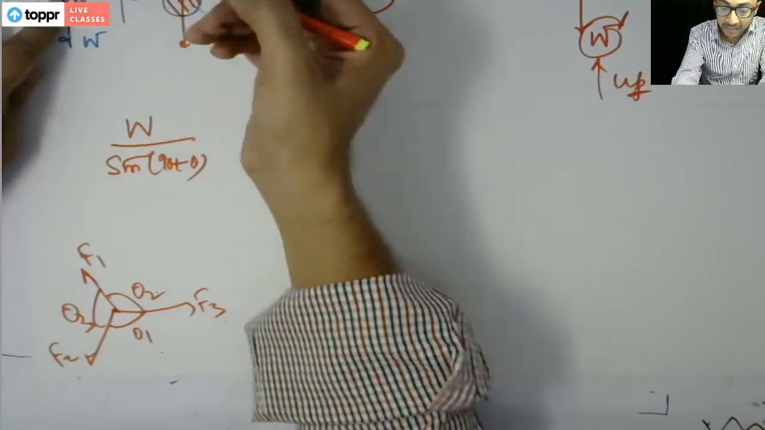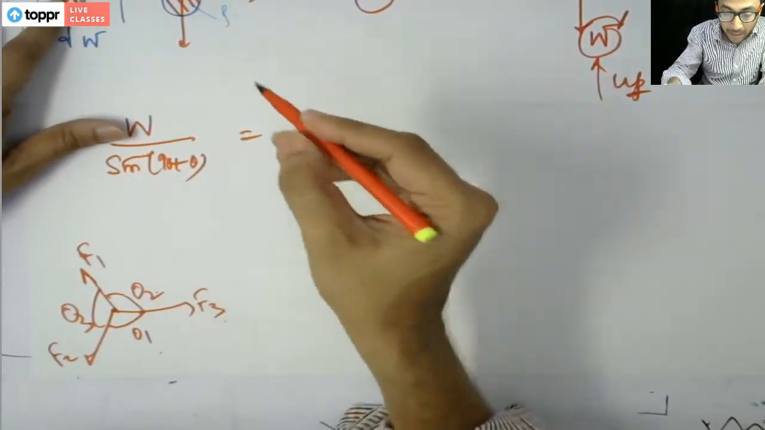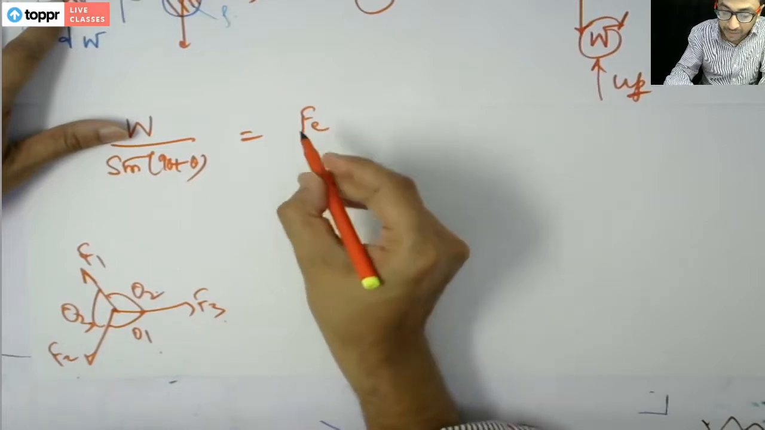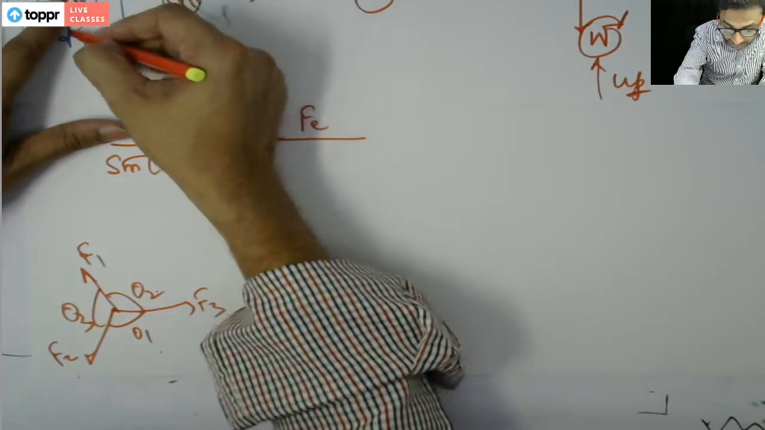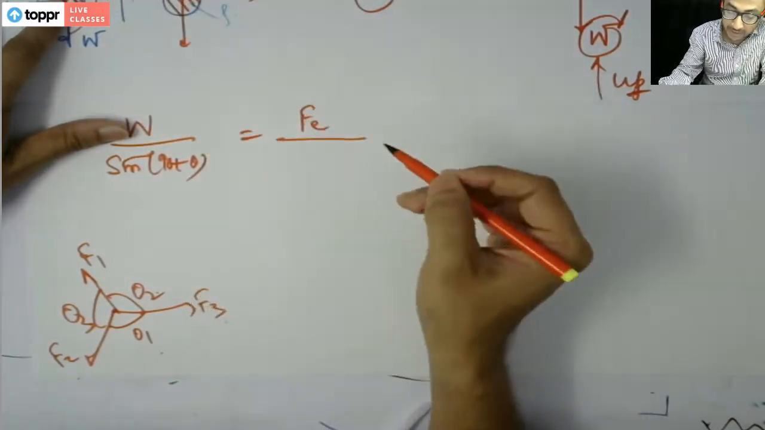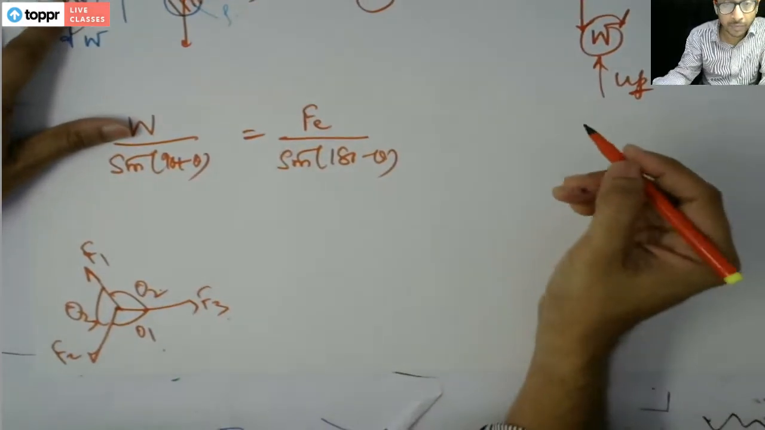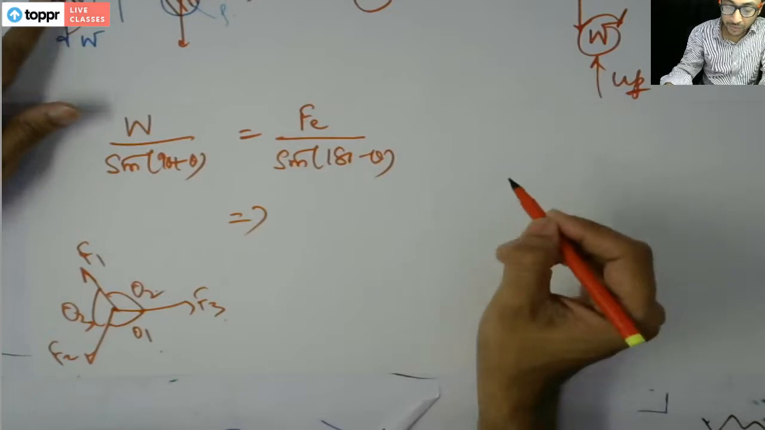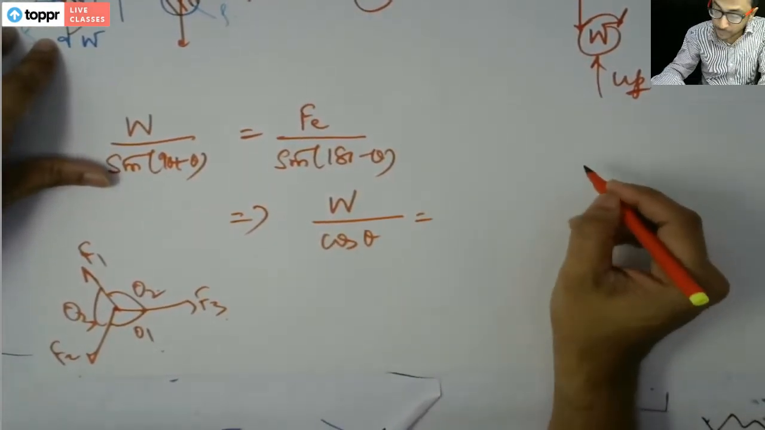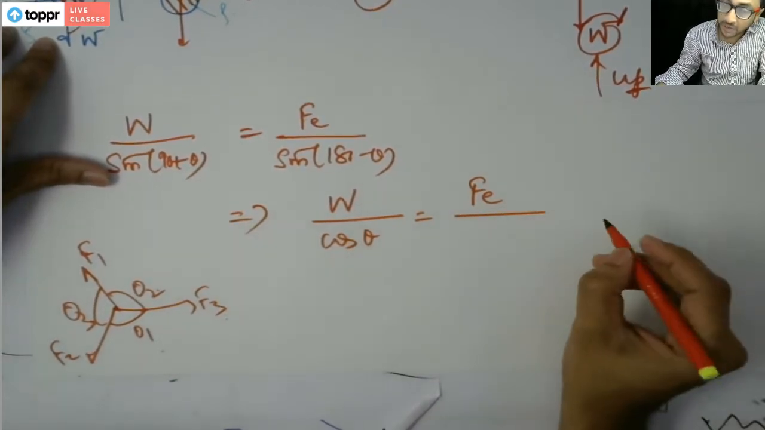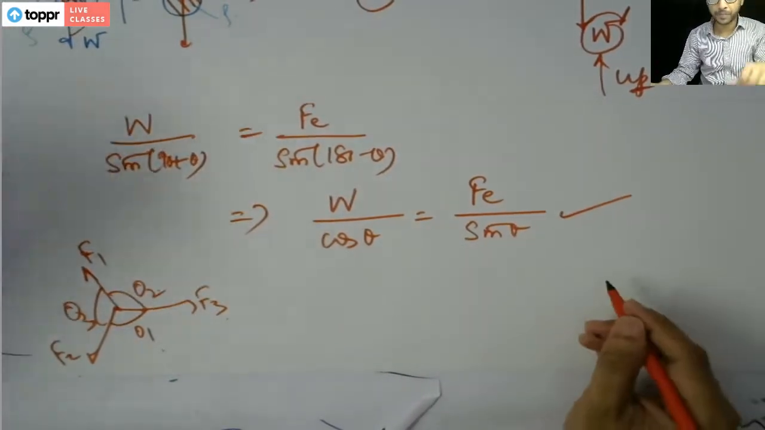As they are in equilibrium, W by sine of 90 plus theta must equal Fe, that is the electrostatic force of repulsion here, by this angle. This angle is 180 minus theta, that is sine theta. So this can be written as W by cos theta equals Fe by sine theta. Got it?